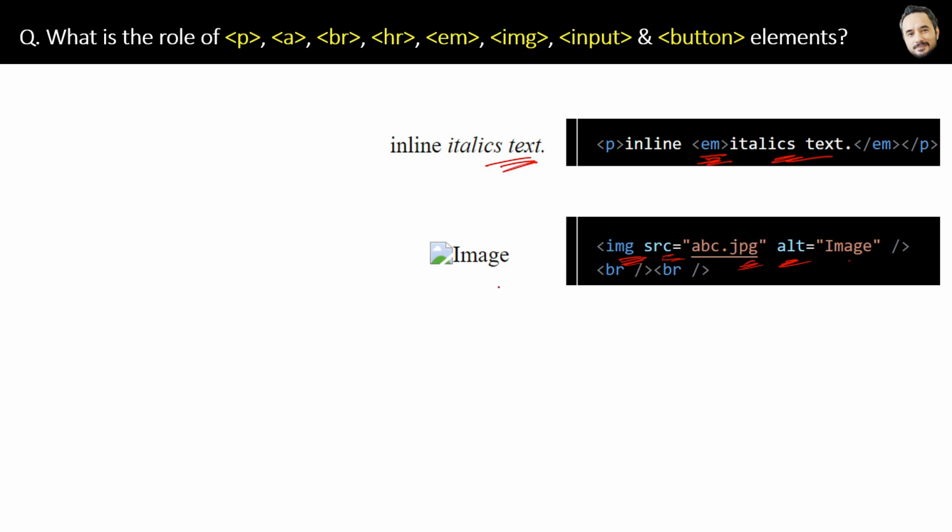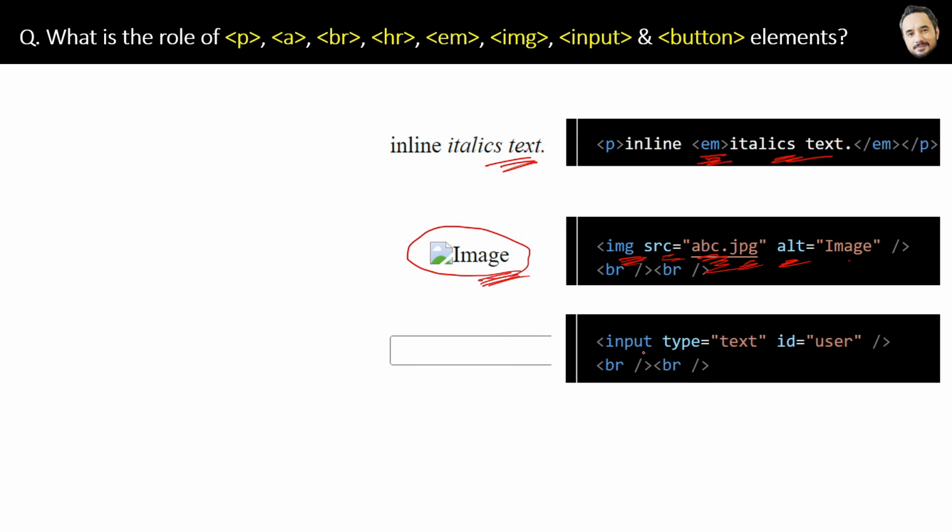In an upcoming question, I will explain the need of the alternative text. Now, because I have not added any source file here for abc.jpg, this is the sign of the empty image. Okay. The next element is an input element like this. This is the simplest type of input element inside which the user can write something. But yes, there are other input elements like password input, checkbox input, radio button input. So that again I will explain in the upcoming questions.